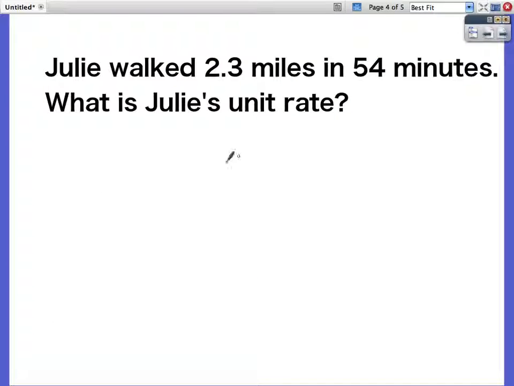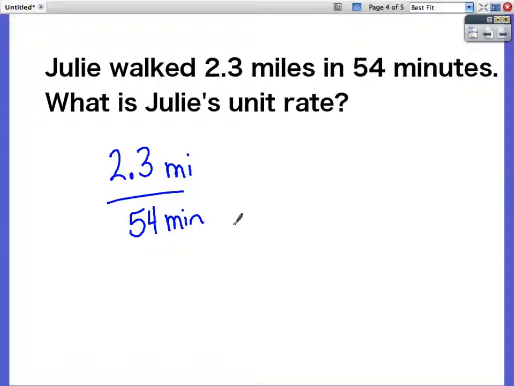So, last problem. Julie walks 2.3 or 2 3/10 miles in 54 minutes. What is Julie's unit rate? Well, similarly, we have to divide by the denominator. And yes, this is another calculation that's not super easy. It's not super hard.